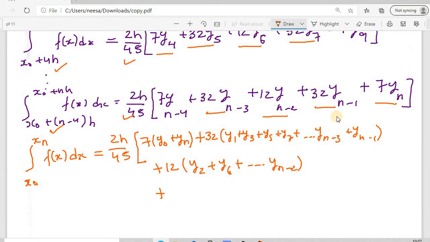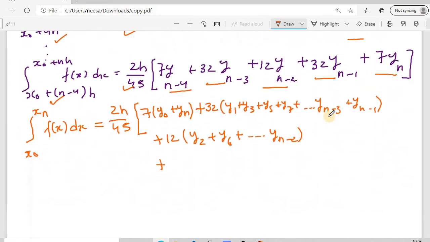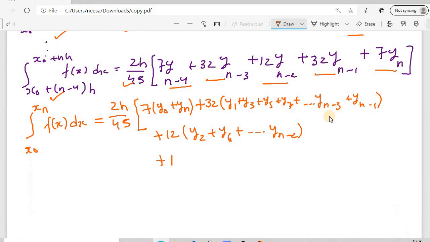Now let me write the third group. Let's see which will be the third group. Here we can see this is 7y4, and 7y4 is coming two times. Then we have 7y8, and 7y8 will repeat, and in the same way 7yn minus 4 and 7yn minus 4 will repeat twice. So we will take all these two times. So 7 plus 7, that is 14. So we will take here the third group as 14 times (y4 plus y8 plus and so on till y of n minus 4). So this will be the third group.